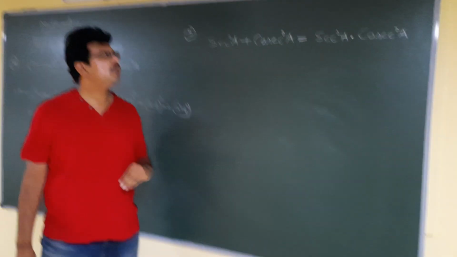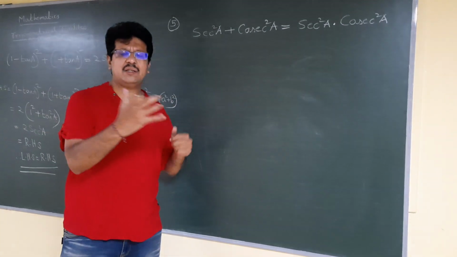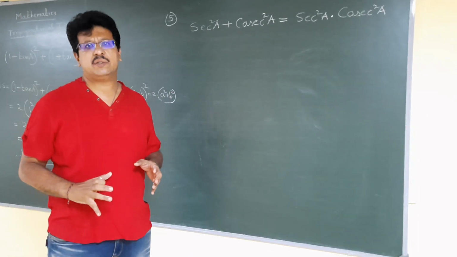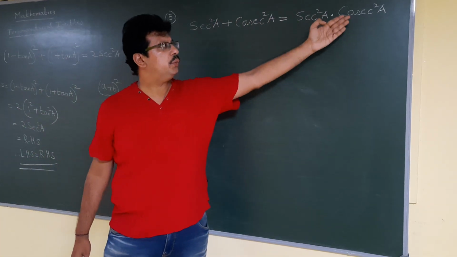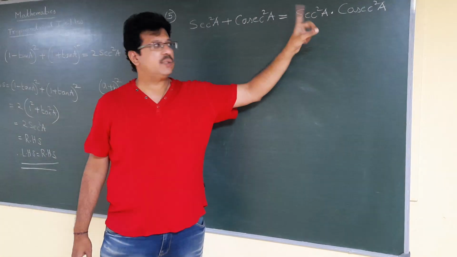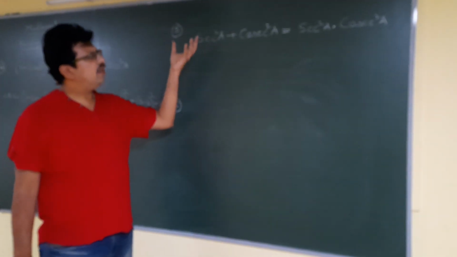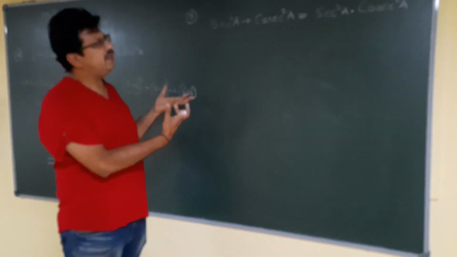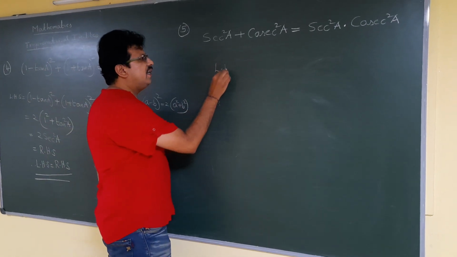This is also, when you observe, all of you children, please observe the question very carefully. Don't solve the sums mechanically. That's what I would like to say, children, be very careful while solving the sums. Secant square a plus cosec square a equal to secant square a into cosec square a. It's not dot, it is into, a multiplication. So let us take the left hand side and prove the right hand side. Always I feel that the left hand side is quite easy. So here let me take the left hand side.